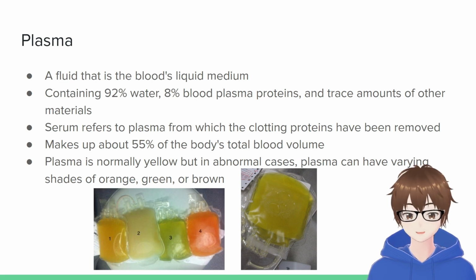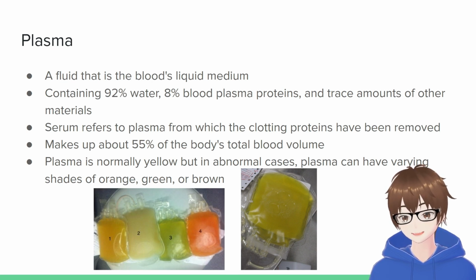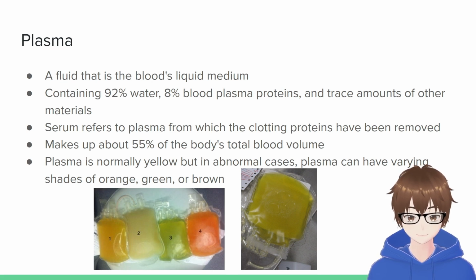Then plasma is normally yellow. So if you look to my right here, you'll see the yellow plasma that looks normal. Okay, that's normal plasma. Then you can see the 1, 2, 3, and 4 pictures, very far side. You can see that it gets to shades of orange, green, and brown. So these can be for many different reasons, kind of like medications and stuff like that.